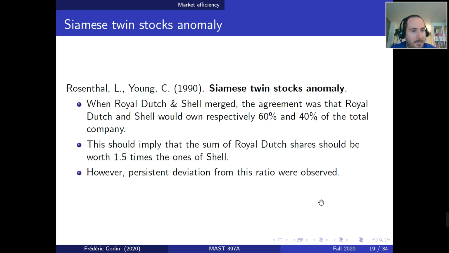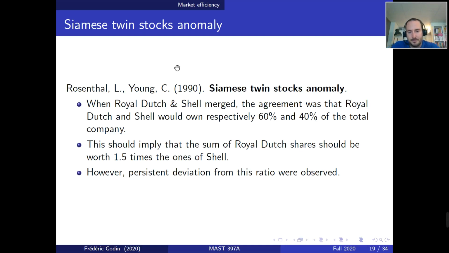Then another market anomaly that we will discuss is called the Siamese twin stocks anomaly. This is a very weird situation documented in the paper of Rosenthal and Young in 1990. Back then there were two major oil companies called Royal Dutch and Shell, which merged together, and they made an agreement that Royal Dutch would own 60% of the merged company, whereas Shell would own 40% of the total company.